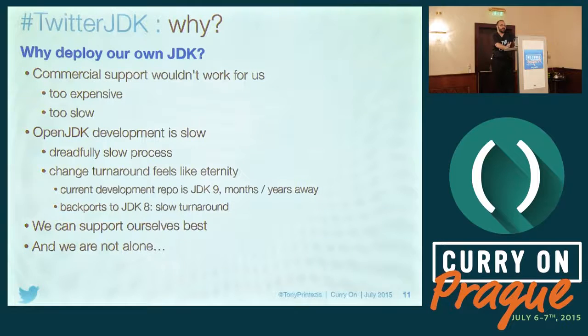So the change turnaround is pretty slow, right? You work on something, and then you have to put it into 9, and 9, I think, is code freezing at the end of this year, so it's probably going to be available sometime next year. And if you want to backport it to 8, you have to get permission, and then maybe it's going to go in the next 8 release, which is going to be 3 months out.